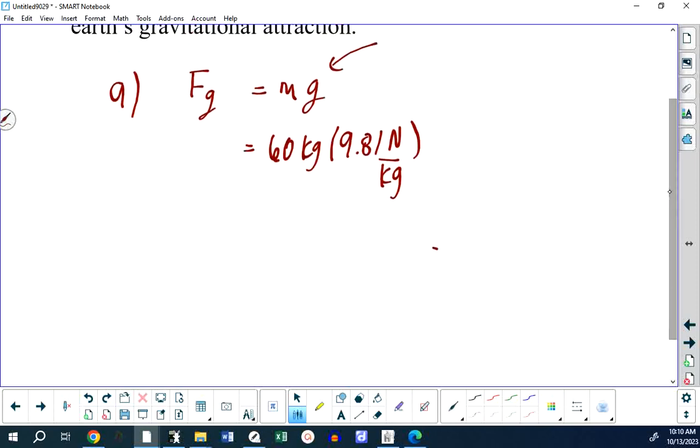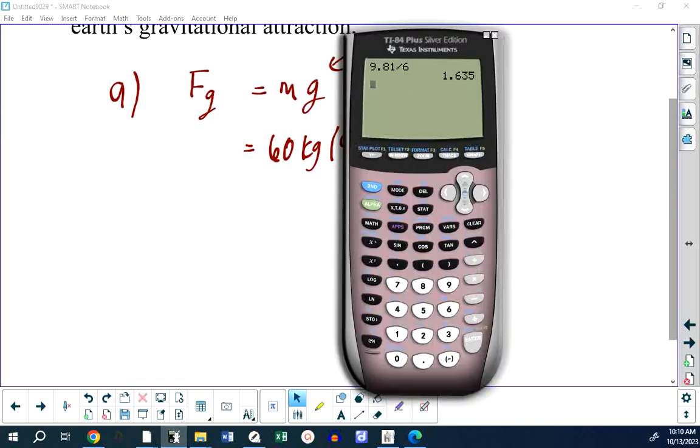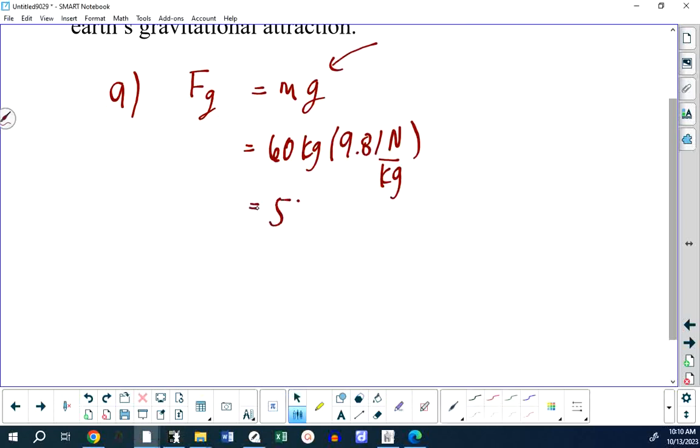I mentioned this before. You understand this is going to be pretty close to 600? Because 9.81 is almost 10? Okay. But we want a more precise value. 60 times 9.81 gives me 589 newtons. I am not interested today in significant figures, okay? We don't care about that. We're learning and I'm teaching right now.